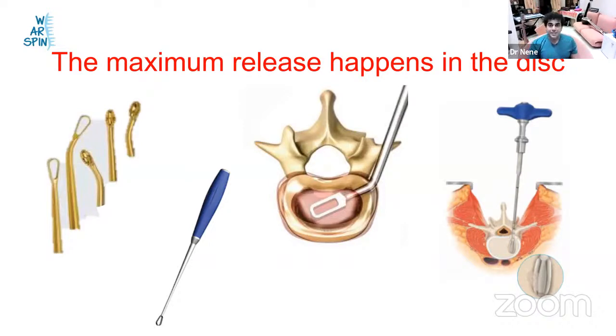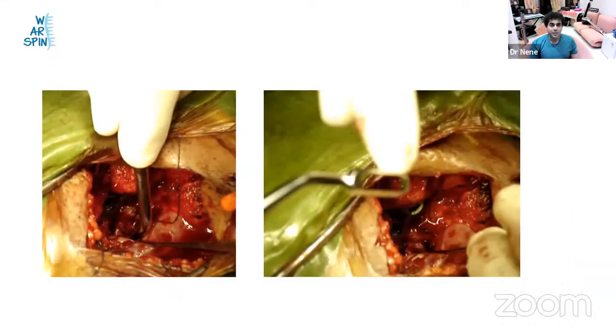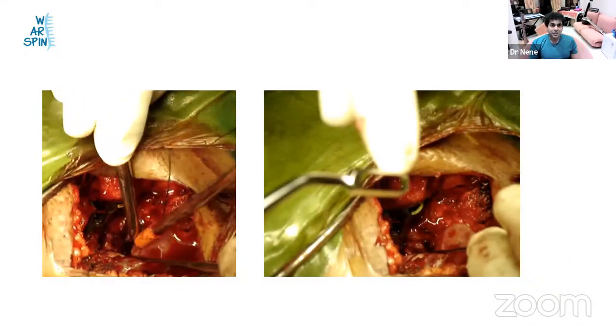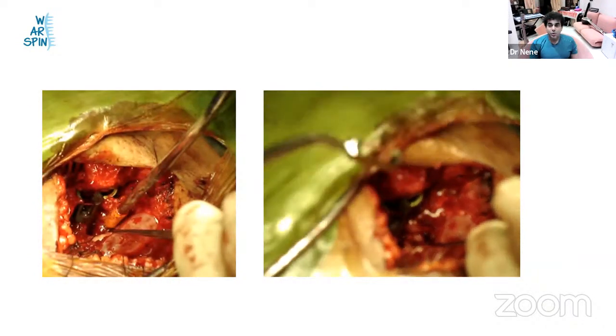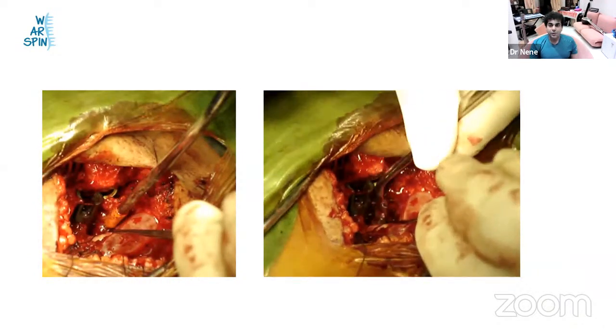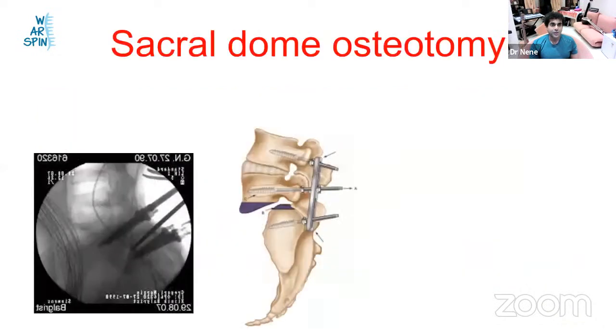So this is the temptation of getting into the disc space, and getting into the disc space with a sharp curette. Take away as much material as you can. And there are multiple types of curettes that are available, like angled curettes, etc.